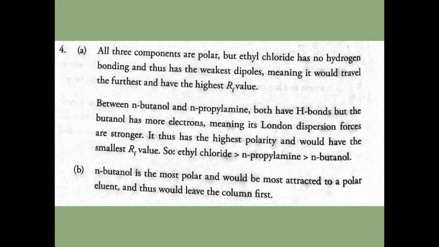In B, it says if the mixture is poured into a chromatography column and then eluted with a very polar substance, which component of the mixture would leave the column first? Well, now we're looking for the most polar molecule, which would be N-butanol. So since N-butanol is the most polar, it's going to leave the column first.